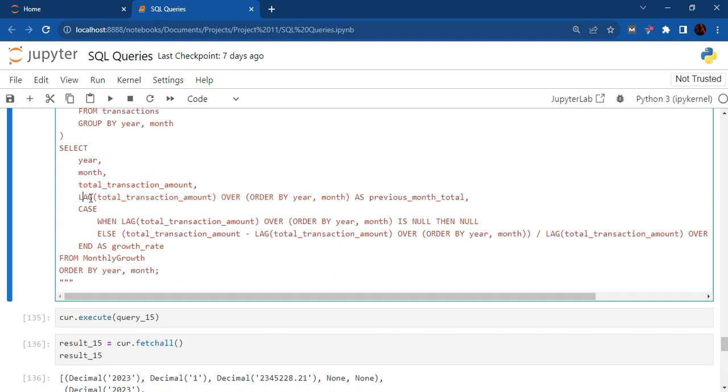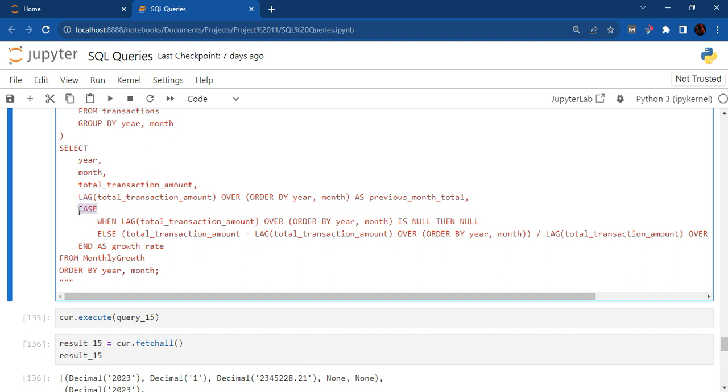This is a window function, lag, to get the transaction amount over. You have to order by year and month to get the previous month. Now this lag, which means the transaction amounts that happened before the current month, that it lags. You know, it's something that is behind you. So I'm just trying to use that logic to explain it in more simple terms.